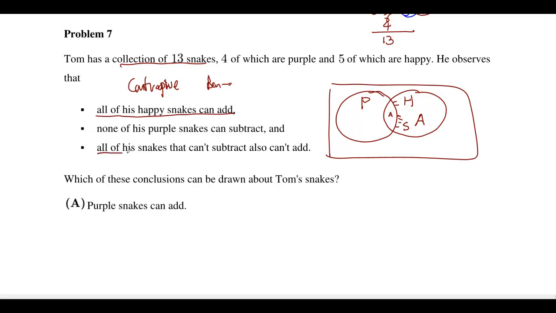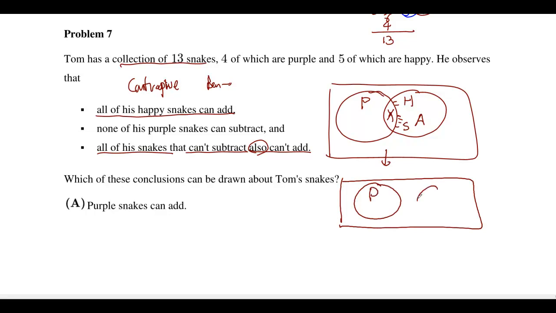But over here, all the snakes that can't subtract also cannot add. At the same time, there's no common area. Okay, no common is what? Subtract and addition. So there's no common over here. What that means, they are separate. Total, right? Purple and happy, they are separate. There's no common. This means no common area.